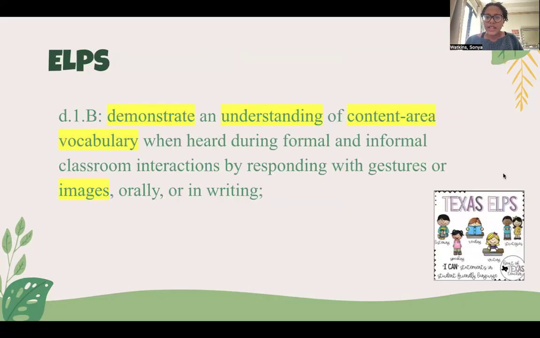My ELPS is to demonstrate an understanding of content area vocabulary when heard during formal and informal classroom interactions by responding with gestures, images, orally, or in writing. So I want them to demonstrate their understanding of the vocabulary like desert, mountains, wetlands, plains. It's showing that they can speak it and understand it, with images or in writing. So I just want to see, what do they know?